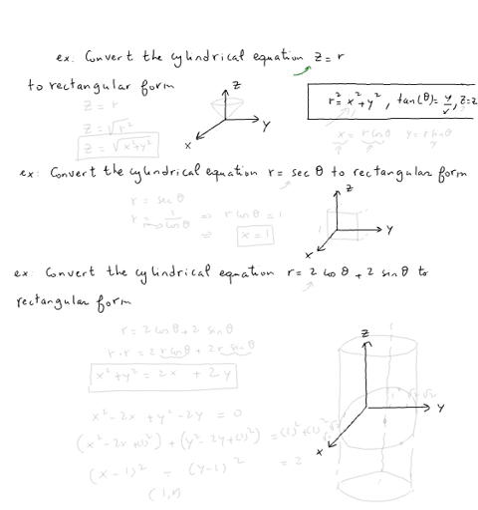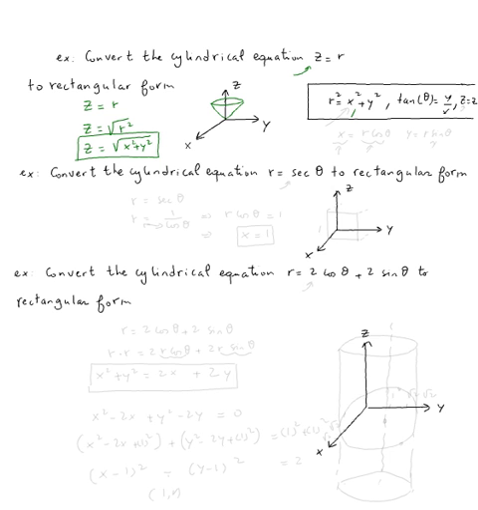Convert the cylindrical equation z equal r. So again, all I see is r, so I could write this as z equal r, which is the square root of r squared. But r squared is just x squared plus y squared. So we get that cone. So this is the answer.